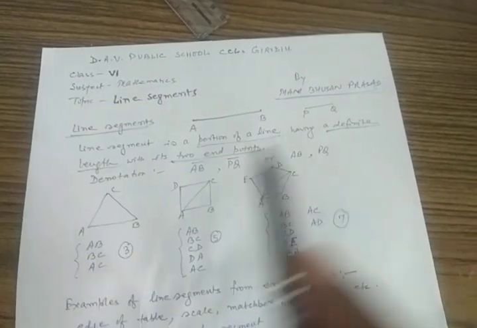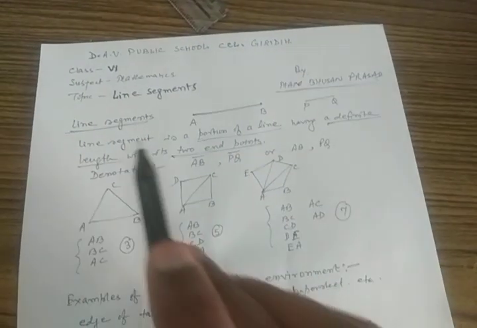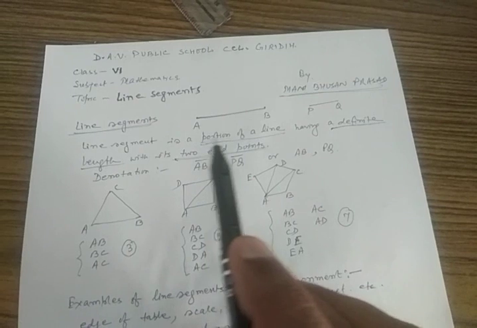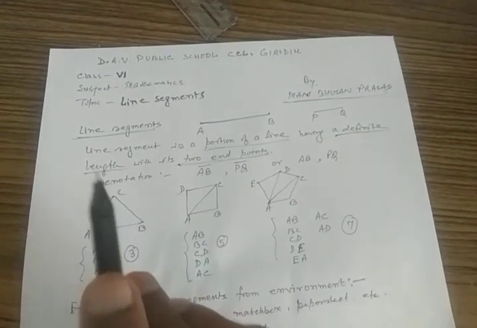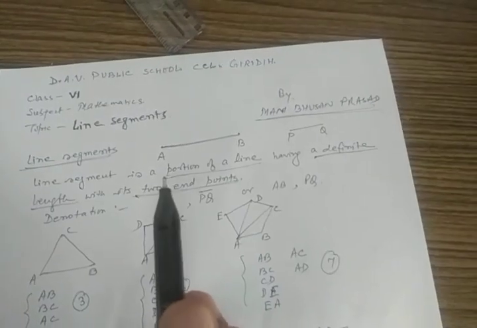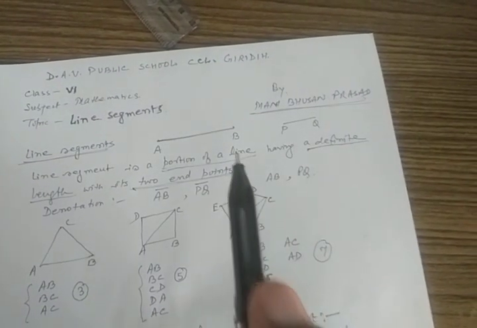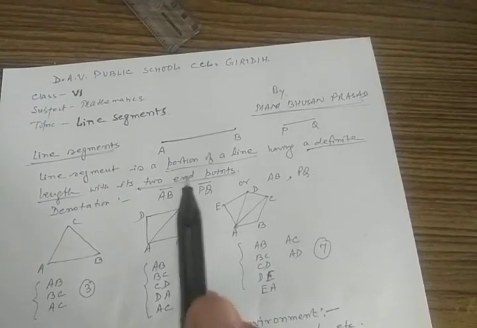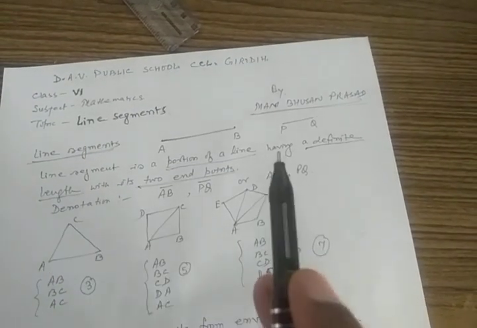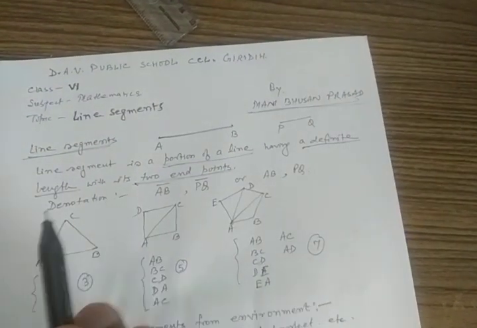Is it clear? See once again, a line segment is a portion of a line having a definite length with its two endpoints. So what are the three properties of a line segment? See, first, it is a part of a line. Second, it has a definite length and it has two endpoints. Is it clear? Now, denotation.